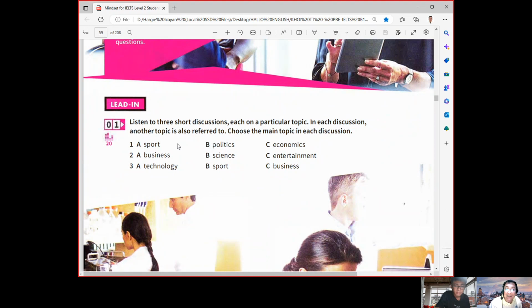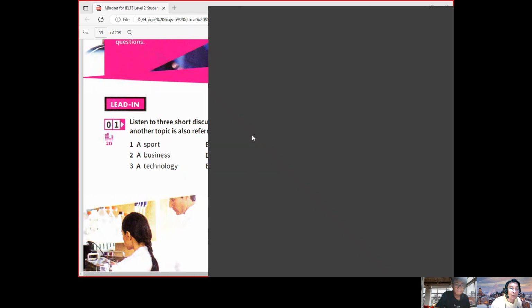Now, let's try to do this one for the lead-in activity that we're going to do. Let's try to listen to the three discussions in here. One, two, three. It's on a particular topic. In each discussion, there would be choices A, B, or C. There would be topics, right? In each discussion, another topic is also referred to. Choose the main topic in each discussion based on the audio that we are going to hear.